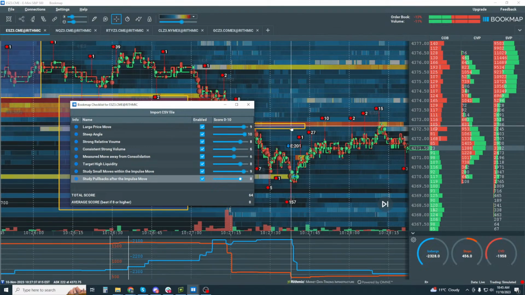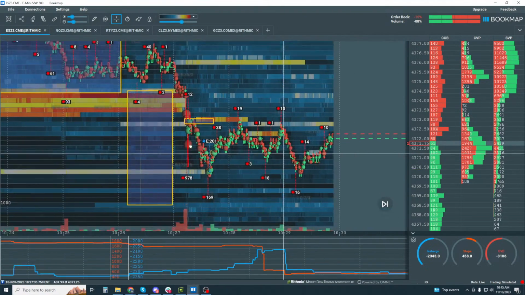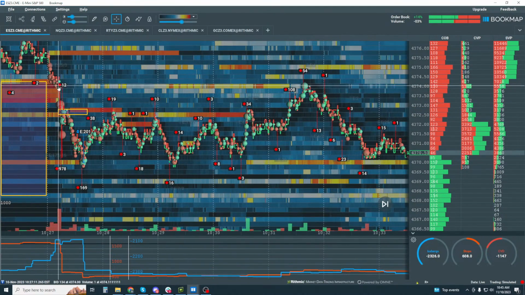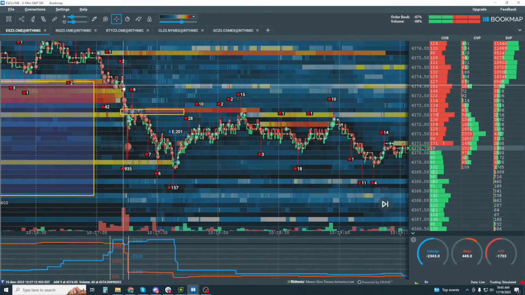Starting to look for maybe now a pullback after reading this strong move in here. Well, that pullback came through nicely. In fact, it came back to this one here. This is another area for a pullback where this strong move began.